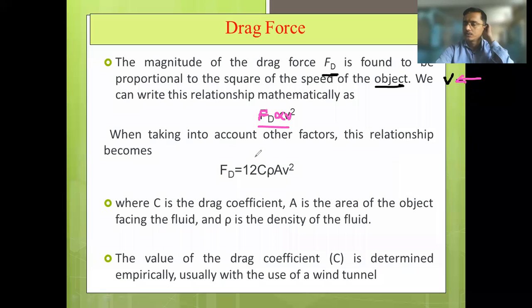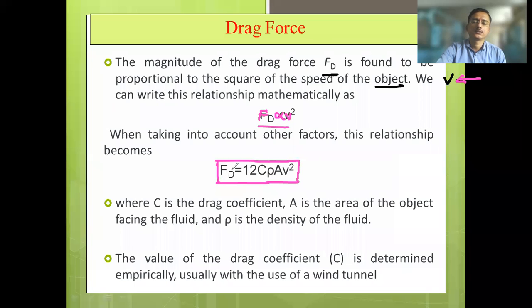When taking into account other factors, this relationship becomes, so if we include the other factors here, then we will get the equation like this. This is the equation for the drag force. FD is equal to 1/2 C into rho into A into V square. This is the equation for finding the drag force, where C is the drag coefficient. This C is nothing but the drag coefficient.